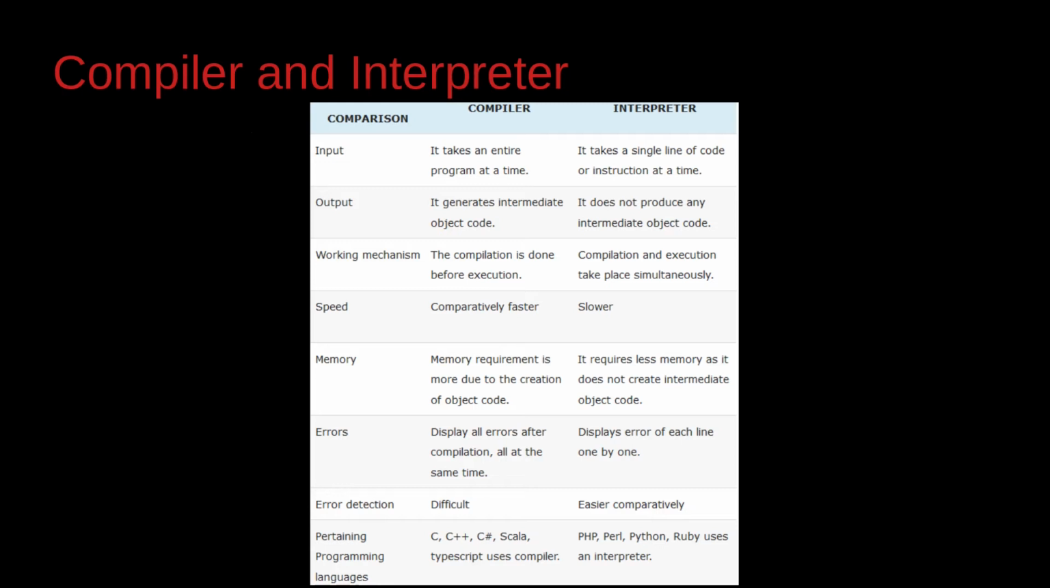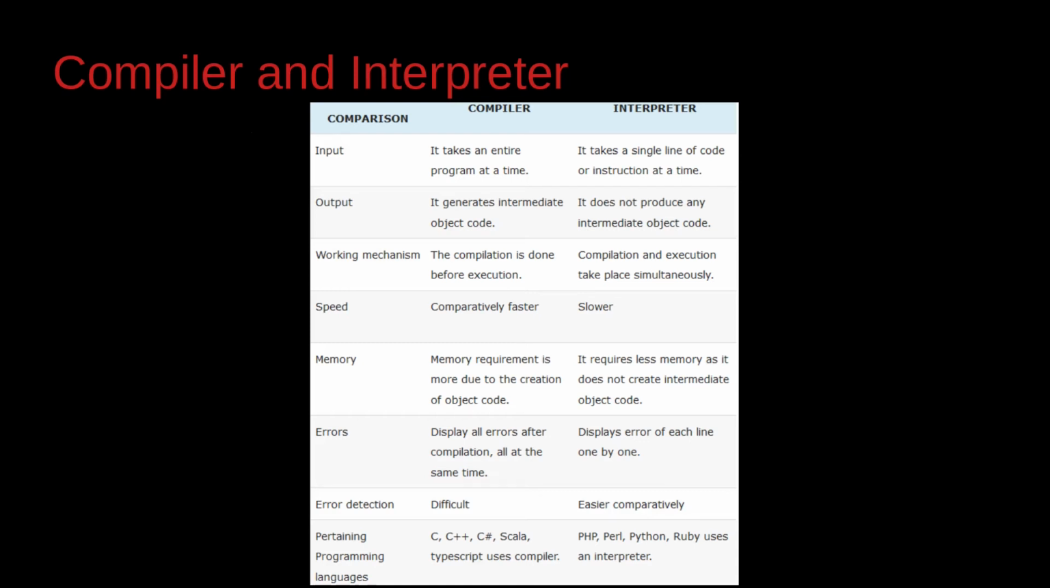Output. Compiler generates intermediate object code, while interpreter does not produce any intermediate object code. What is an object code? Object code is a file that is created whenever a program is compiled that gives the CPU an instruction on how to run the program. It is written in machine language, so it's not something we need to study or understand a lot.